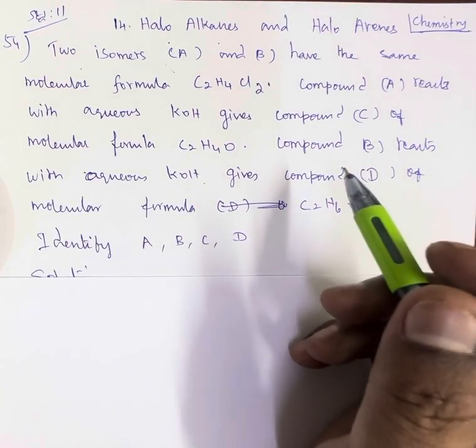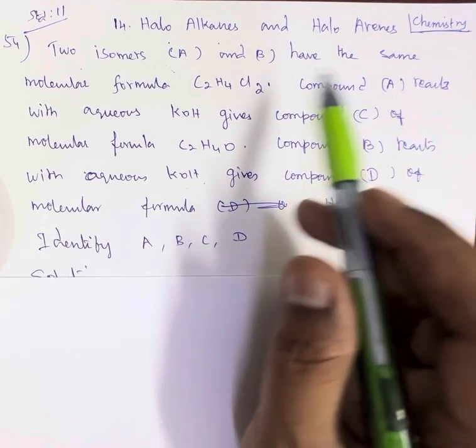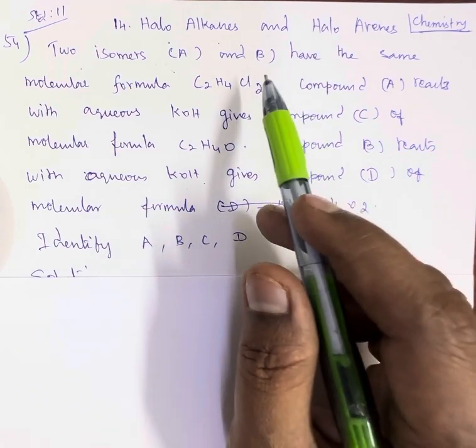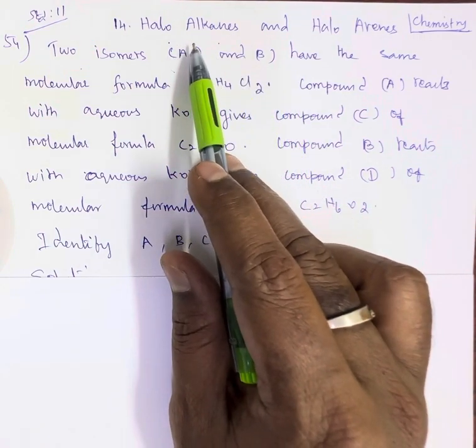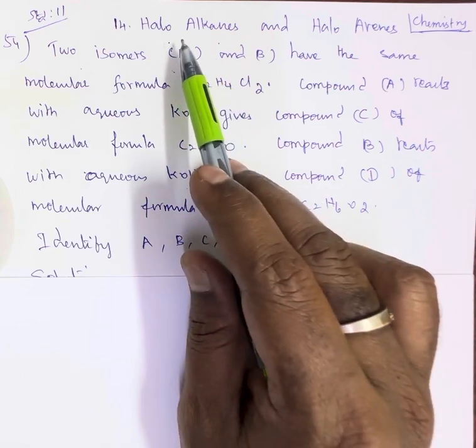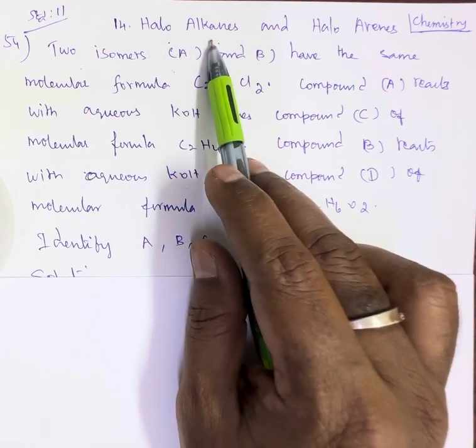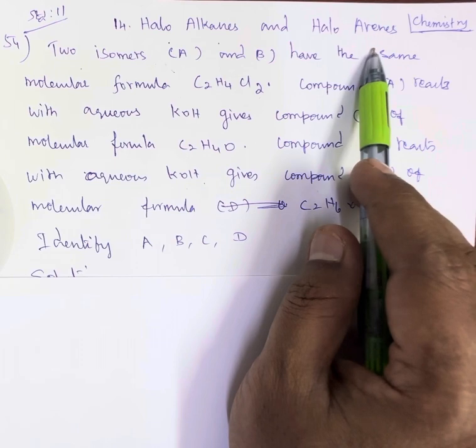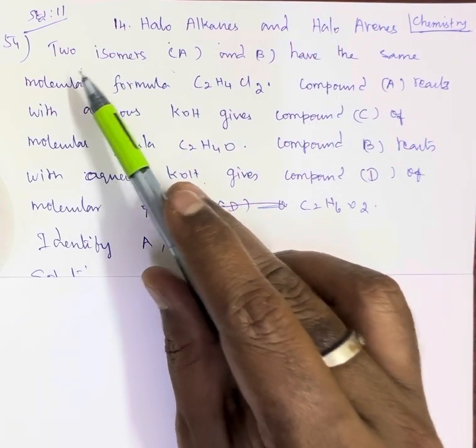So 11th standard students, in the chemistry subject, we are going to discuss the 14th lesson sum. The 14th lesson is Haloalkanes and Haloarenes. Here is the book back question, the 54th question.